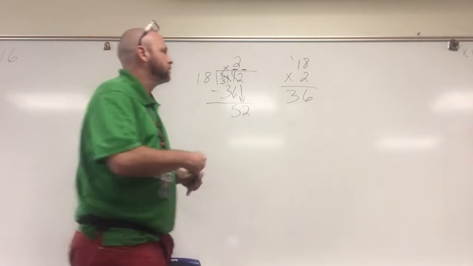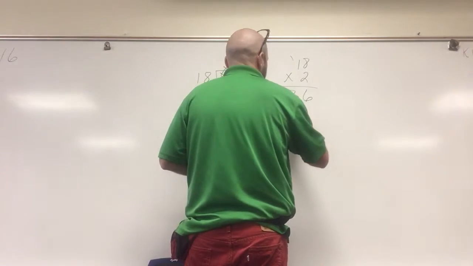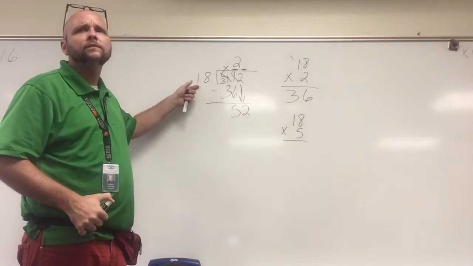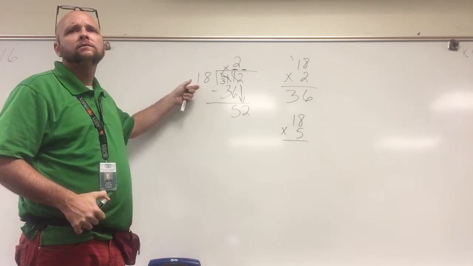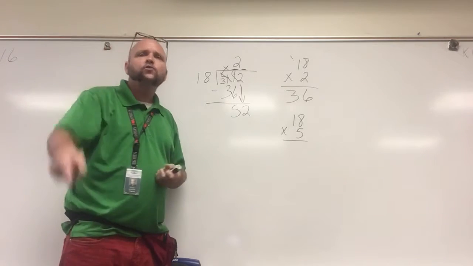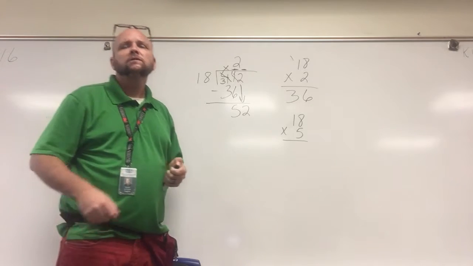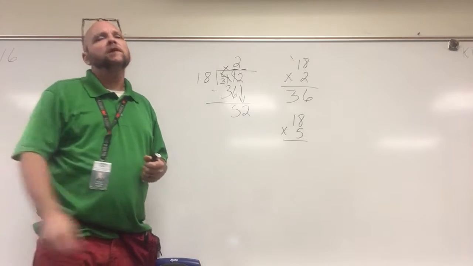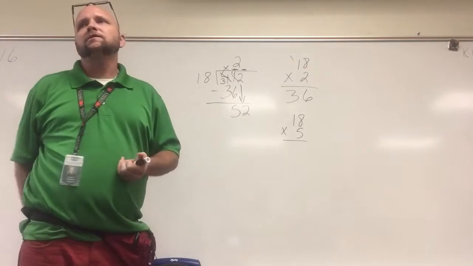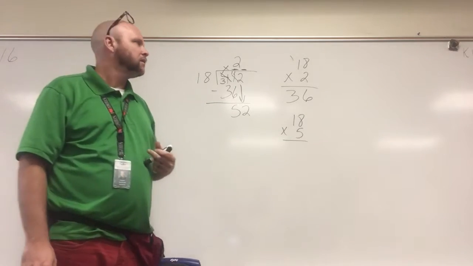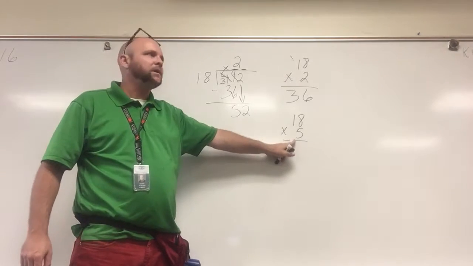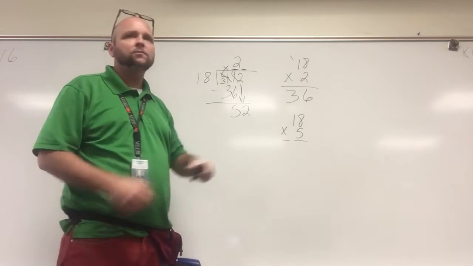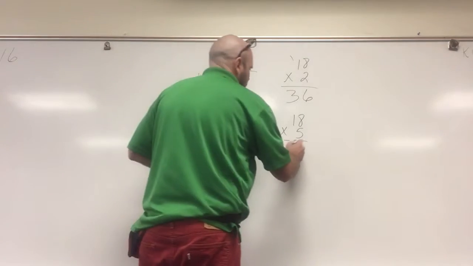Let's see what 18 times 5 is. Let's remember though, 18 was close to 20. One $20 bill is 20. Two $20 bills is 40. Three $20 bills is 60. So 5 $20 bills is going to be 100. 100 is way more than 52. So that's too big, right?